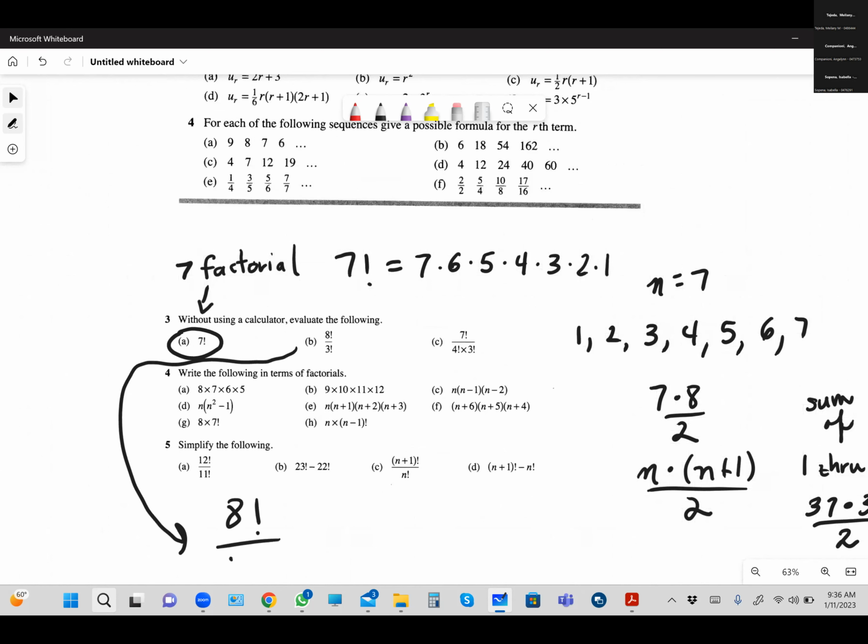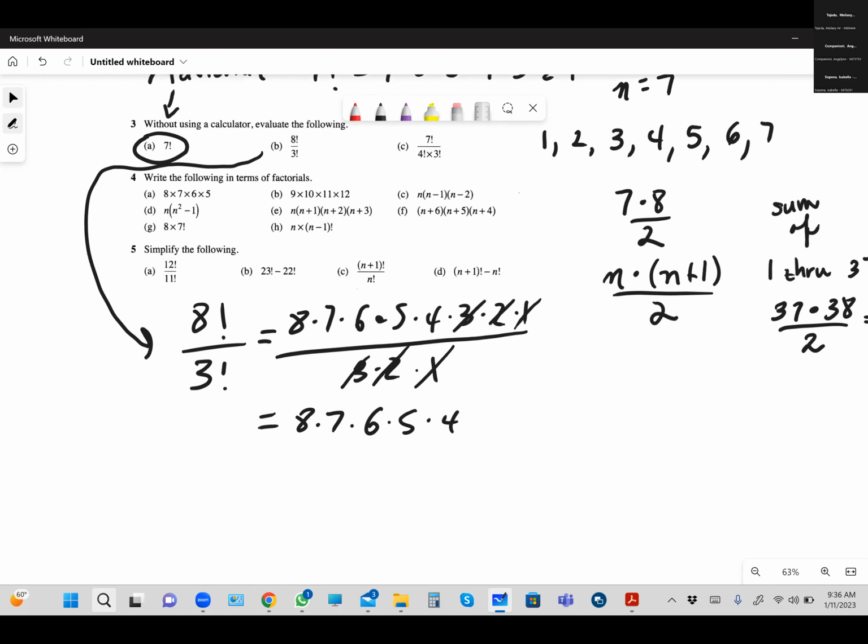And what did you notice? Look at this. So this is really 8 times 7 times 6 times 5 times 4. You see that? Yeah. And you can do that without a calculator. That's going to be 56 times 30 times 4. That's 56 times 120. 120 times 56. 6 times 0 is 0.